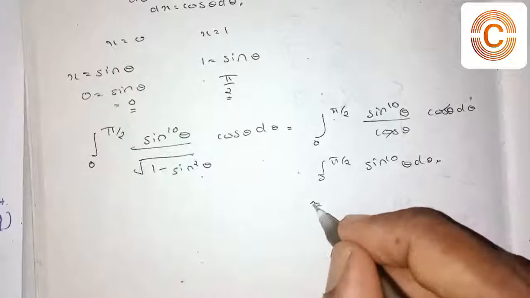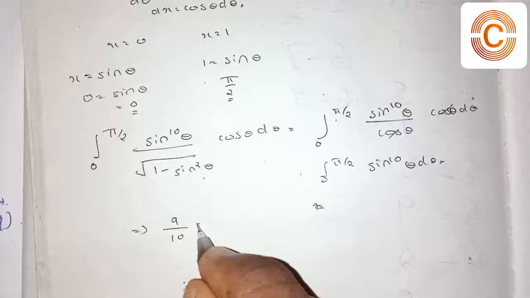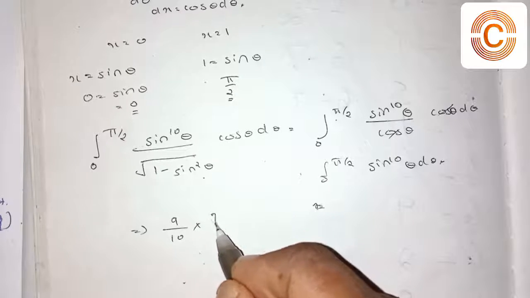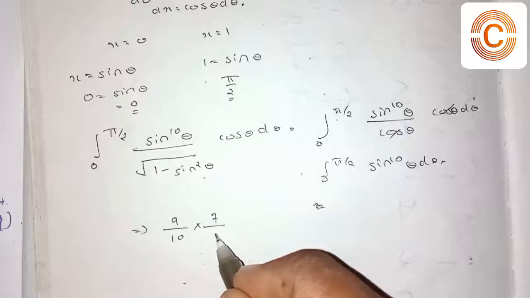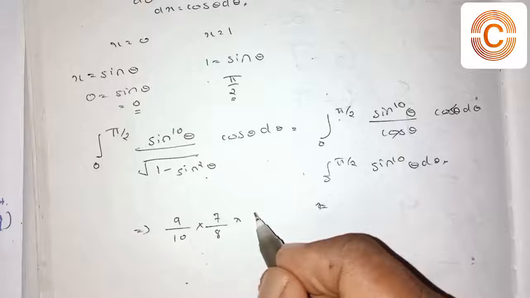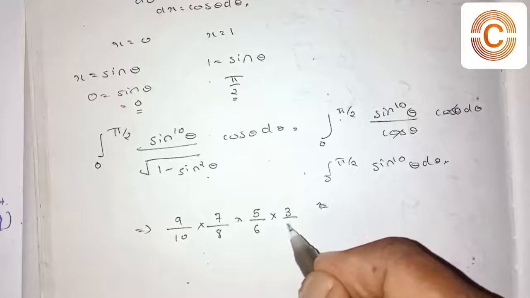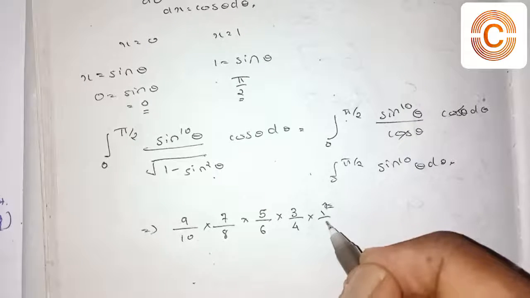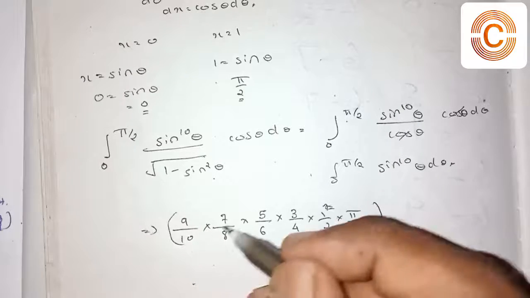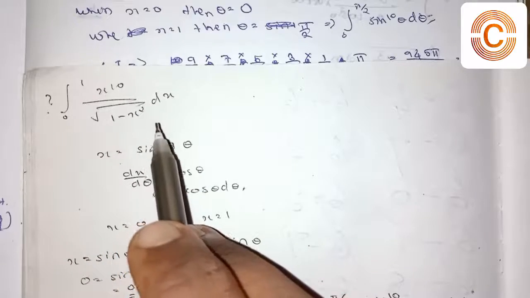Then applying our formula, we get the solution as 9 divided by 10, into 7 divided by 8, into 5 divided by 6, into 3 divided by 4, into 1 divided by 2, into pi by 2. That gives the solution for the integral from 0 to 1 of x raised to 10 divided by root of 1 minus x square dx.